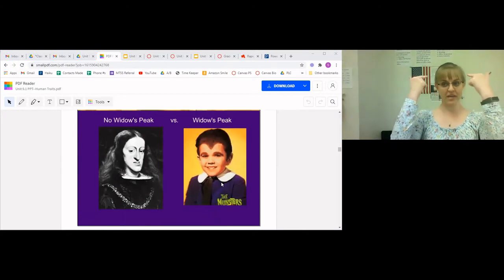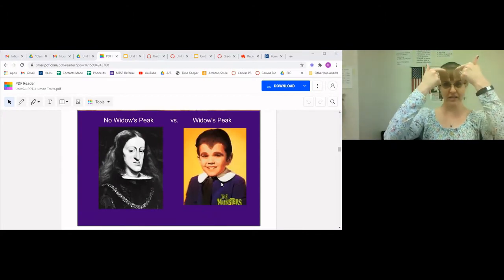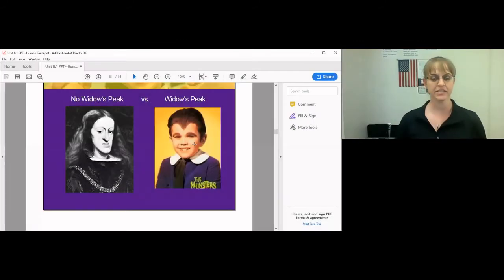A widow's peak is when your hair goes down in kind of a heart-shaped hairline. A widow's peak is dominant over a straight hairline. Now this little guy is a TV character off the Munsters, but you're probably wondering, who's this poor fella?